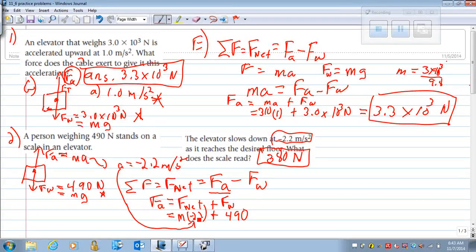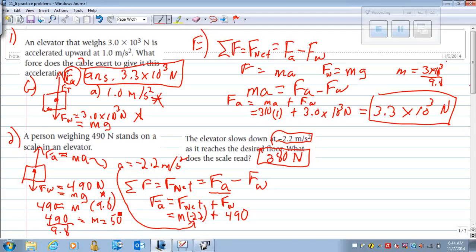So again, we come down to what is the actual mass, and we have to derive it from this equation here, because we know then that 490 is equal to the mass times 9.8. So we need to take 490 and divide by 9.8, and that'll give us our mass, and I believe that comes out to 50. Let me check that. Yes, it does. It comes out to 50.